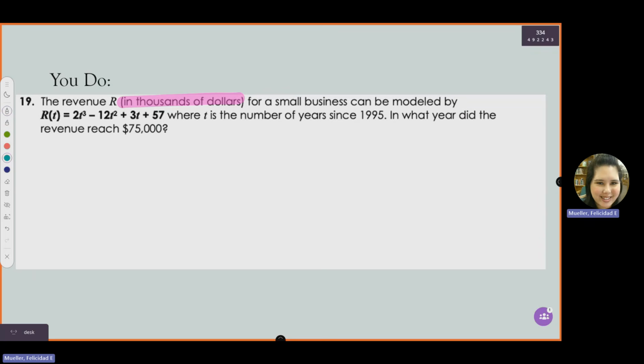So when you're setting it up, your setup should be 75 equals 2t cubed minus 12t squared plus 3t plus 57. Because it's already in thousands, you divide by 1,000 and you get 75. All right, so go ahead and try 19.